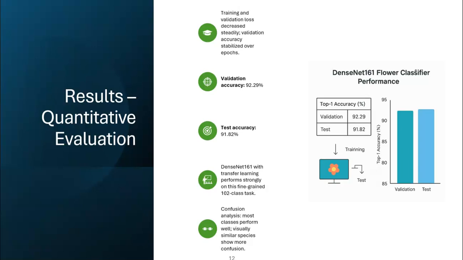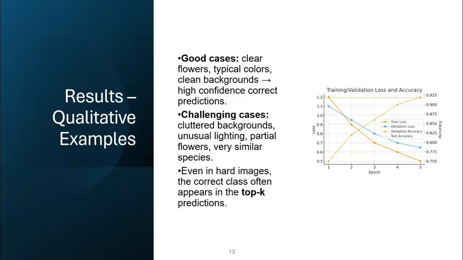Coming to our result examples, to better understand the model behavior we also looked into qualitative examples. On the left side we show good cases, flowers that are clearly visible with typical colors and a clear background. For these, the model predicts the correct species with high confidence.